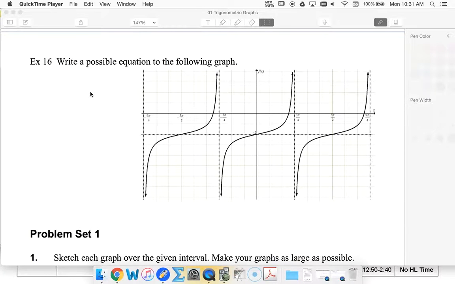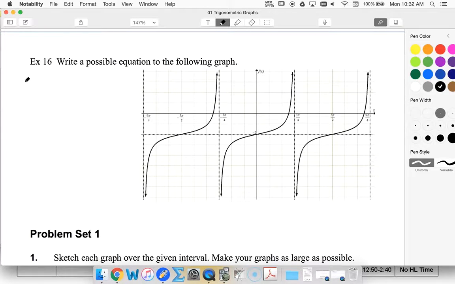All right, we're trying to write a possible equation for this graph. Clearly this is a tan graph. I can see that my center line has been moved down too, so I'm going to say right away that my d value is -2. Next I'm going to look at period.